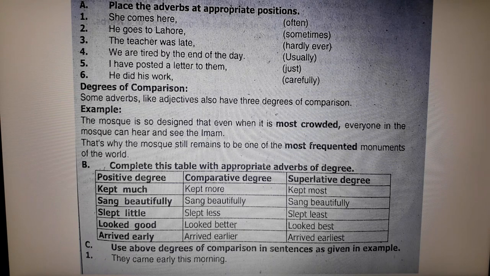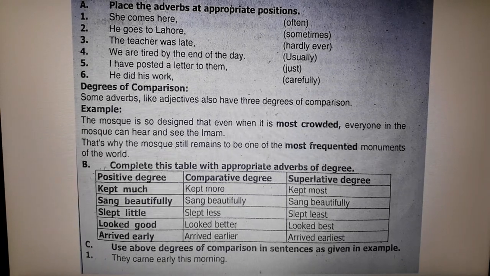Sang beautifully. Slept little, less, and least. Look good, better, best. Early, earlier, and earliest. So these are the 3 comparison levels. When you compare with everyone, that is the superlative. When you compare between 2 things, that is comparative. And when it is positive, it is without any comparison.